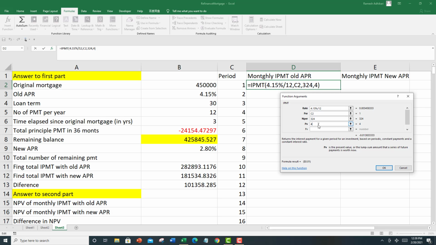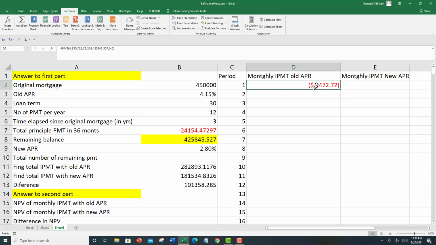For our case, it's 425,845.527, right? That's our loan amount. And future value, how much is that going to be? Usually at the end of your mortgage, you pay off all your loans, so it's going to be 0. And then you can leave the last part, type, but I am just going to put 0, right? So once you click that, okay, and that gives you the monthly interest payment for old APR. Since this is negative, maybe making it positive will be easier to interpret the number. So I'm going to do this ABS, absolute value, which means it will give me the positive value.